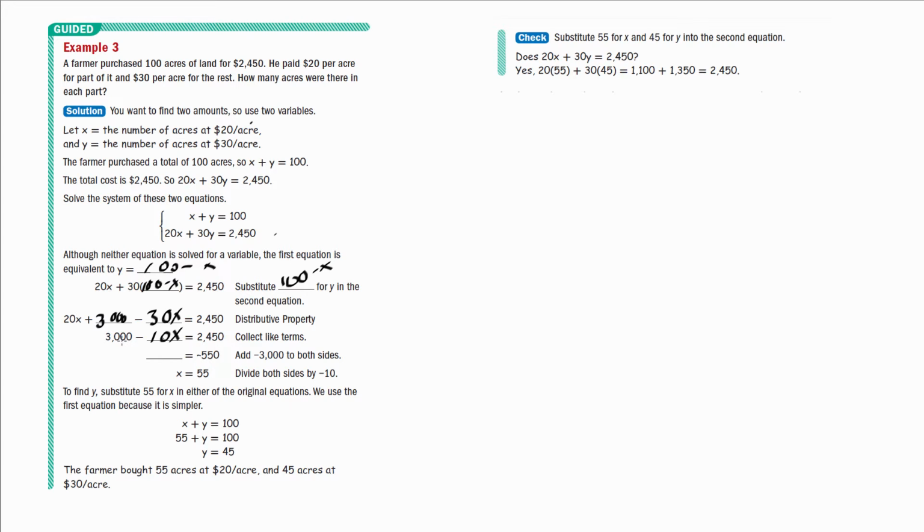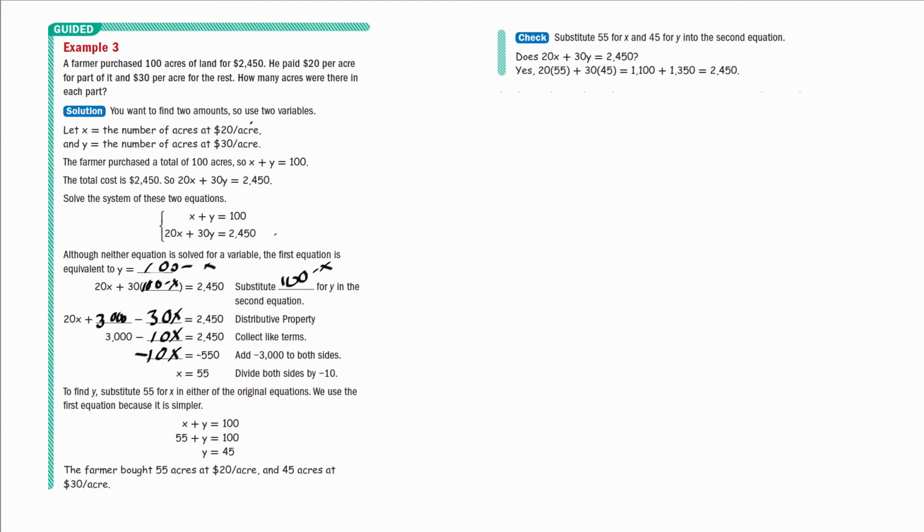We add a negative 3,000 to both sides, and we have a negative 600 is equal to a negative 10x. So x equals 55 when we divide both sides by a negative 10. We substitute back in, find out y is 45. We now have our answer, 55 and 45. We can substitute this back into one of the equations to verify that it works. It checks, and we have completed this problem.